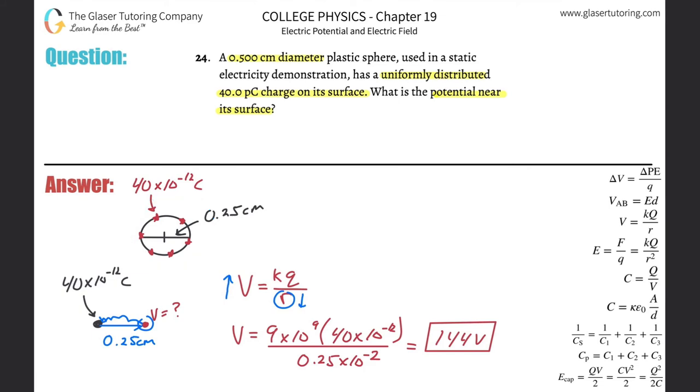So back to the problem. If it says there's a uniformly distributed charge on its surface, and they want to know the potential near the surface, I have to know the distance relative to the surface. If I calculate it at the surface, it's infinite. If I calculate it some distance away, I have to know what the distance is. So the assumption here is, and it's strange because the wording's a little off, that all of this charge is located at a central point, and you are measuring the voltage 0.25 centimeters away from that point of charge.